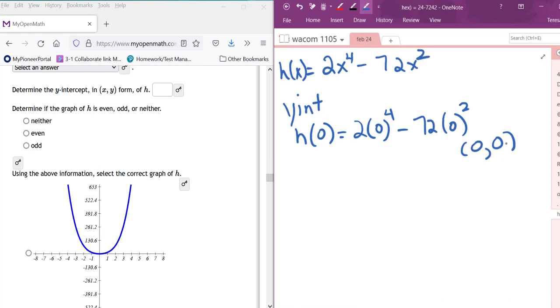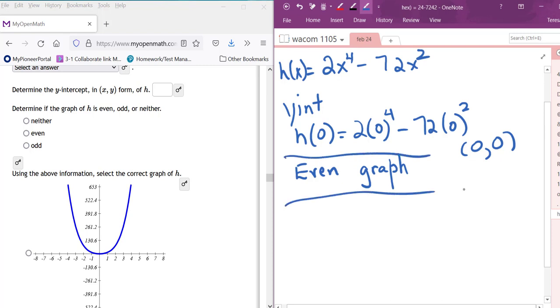This graph, if you remember back when we did odd and even, we had a shortcut. If all the exponents are the same, so you don't have a mixture, like you don't have an x cubed in here too, then it's going to be even. So this one is, and they all have to be the same, odd or even. Okay, so these are all even. This is going to be an even graph, or an even function, which means it's going to be symmetric around the y-axis.